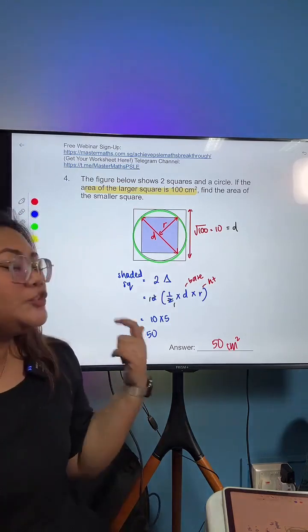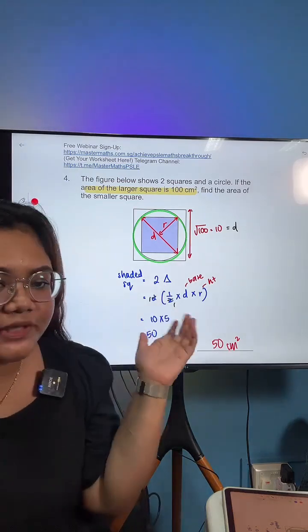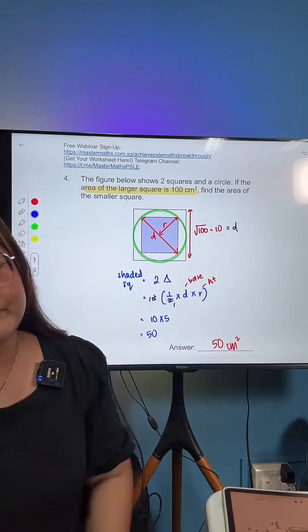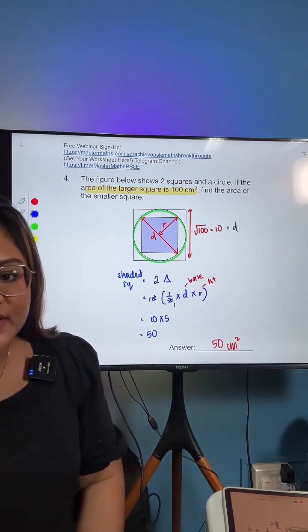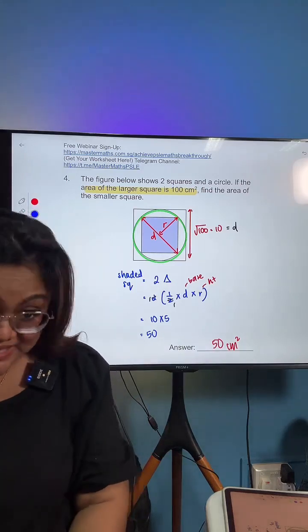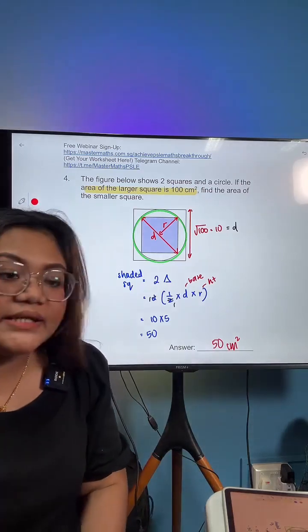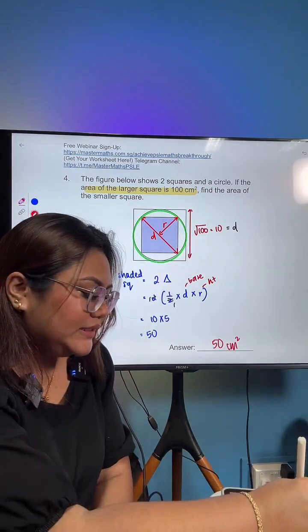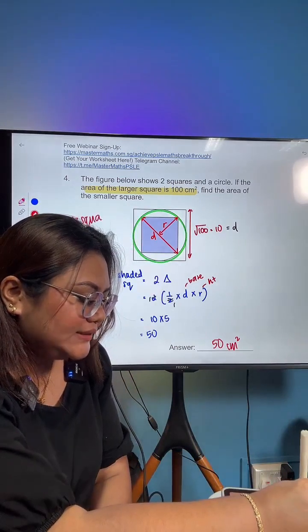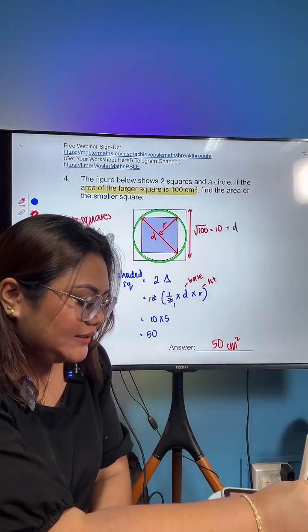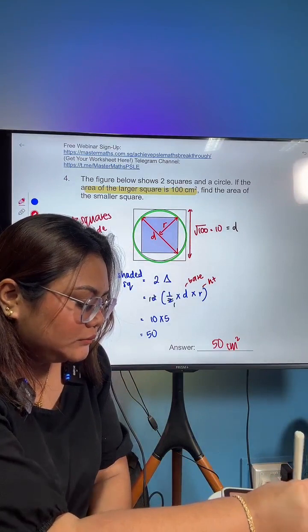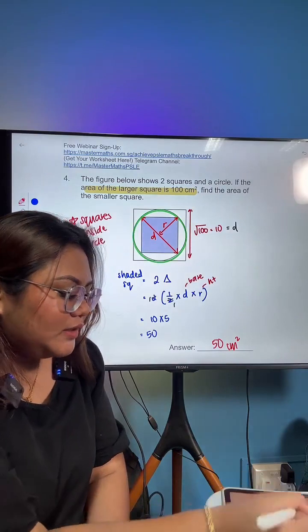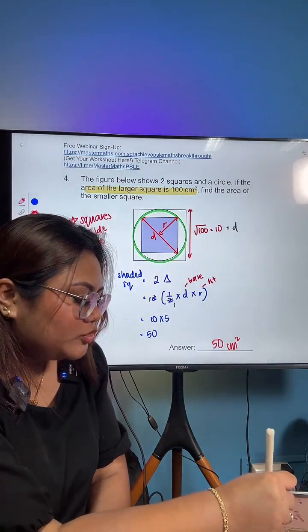Alright, so this one would usually be in Paper 1, Booklet B. If you find it easy, that's fantastic. If you don't find it easy, I hope you remember. I'm going to write this learning point. For squares inside a circle, consider breaking into 2 triangles instead.